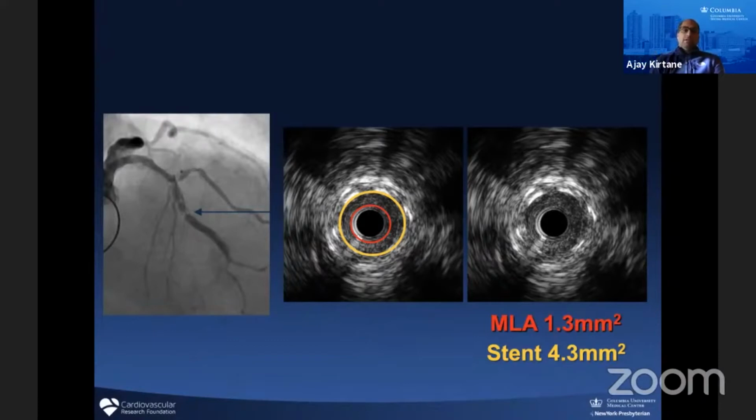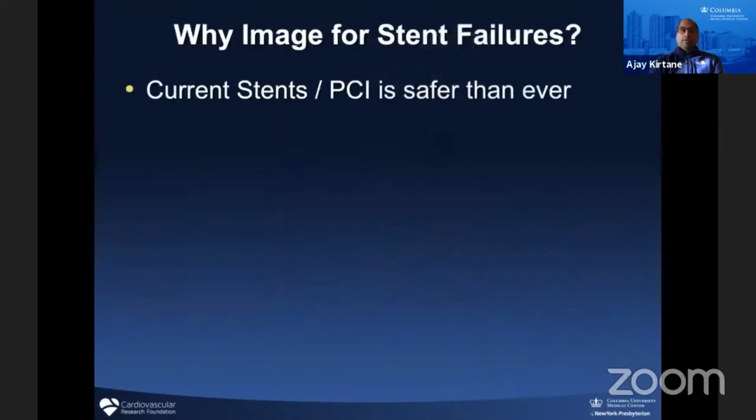And similarly, if it's just neointimal hyperplasia, then maybe you need more effective therapy and you don't have to further expand the stent or overstretch the stent. So the reason to image for stent failures, I think, is also an empiric thing. It's the current stents in PCI are safer than ever.